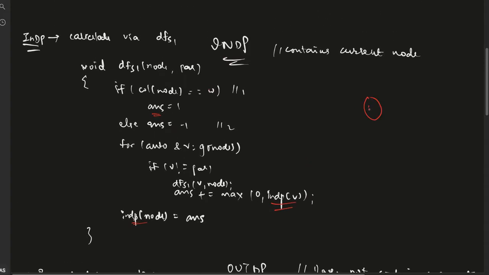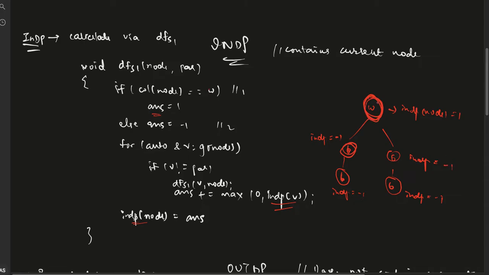consider we have this is a white node, this is a black node, this is a black node, this is a black node, this is a black node. Now when we are here, we have Ndp of this node equal to 1. We have initialized it. When we do Ndp of this, we'll store -1. Similarly, Ndp of this is -1, Ndp of this is -1, Ndp of this is -1.